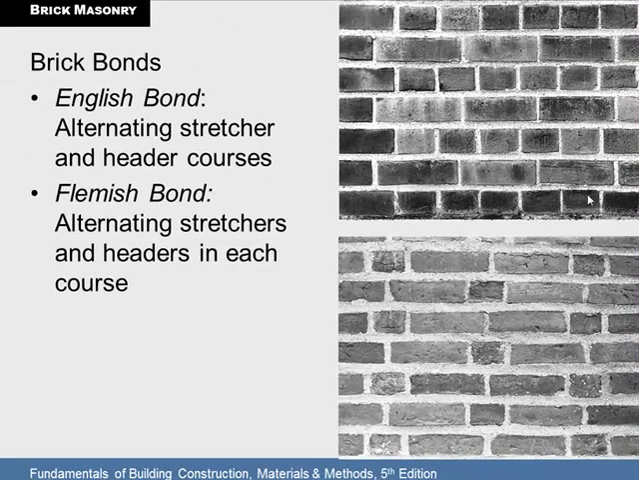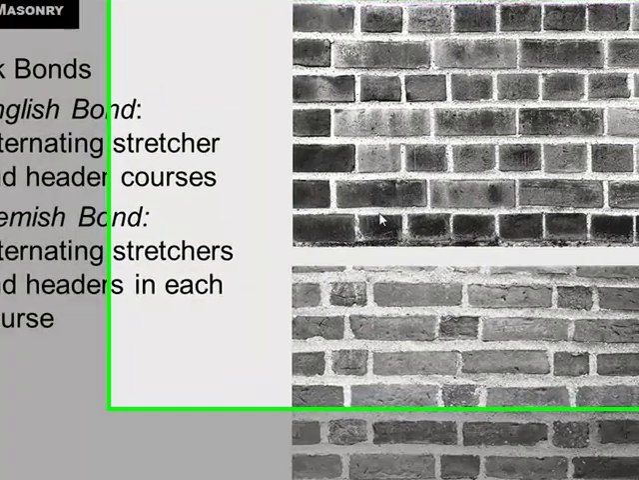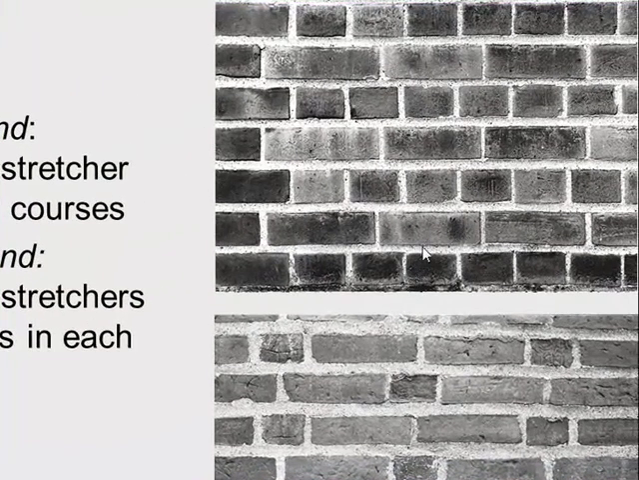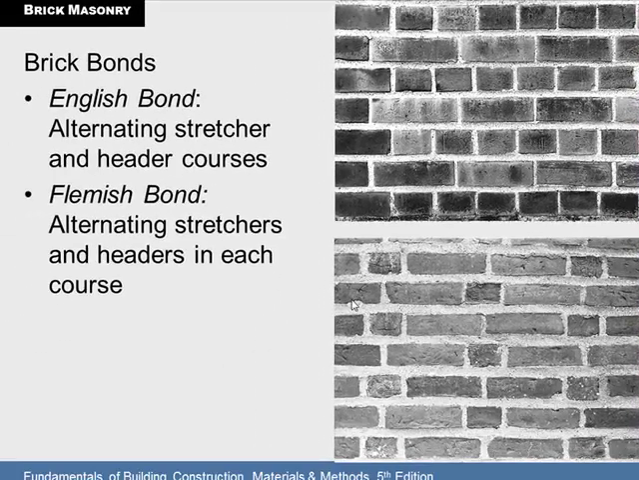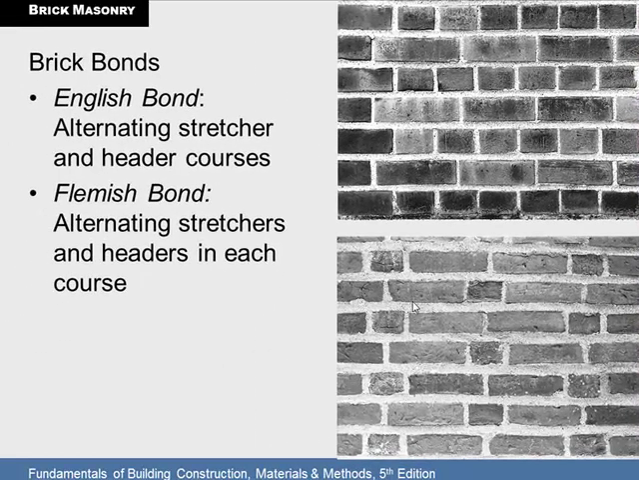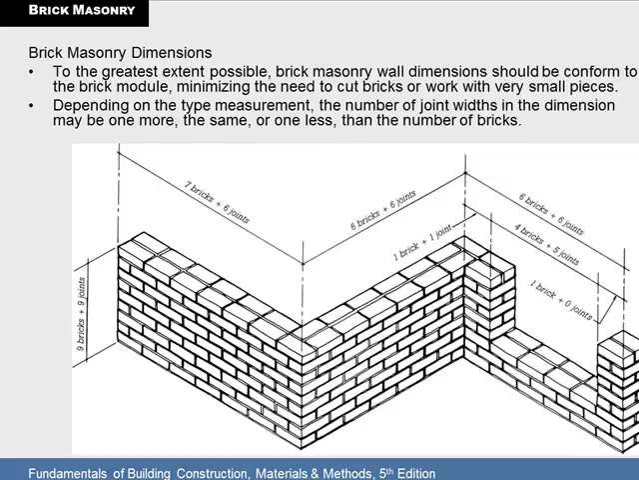The English bond is alternating stretcher and header courses. See, header, stretcher, header, stretcher. Flemish bond is alternating stretchers and headers in each course. And all of this affects the look of your building. So those are just things you need to be familiar with, and if you want to know what something is, you've got to know where to find your information. This is important, what I was talking about earlier. I think we're doing an exercise on that. Let me see. Well, similar to that.